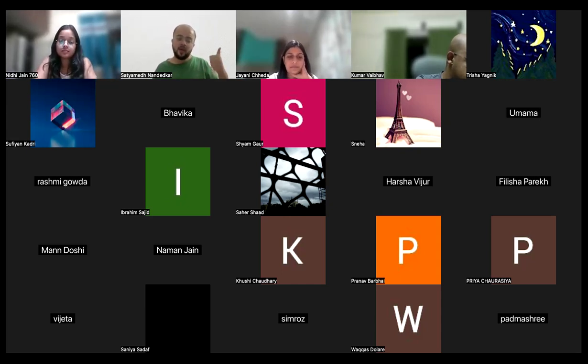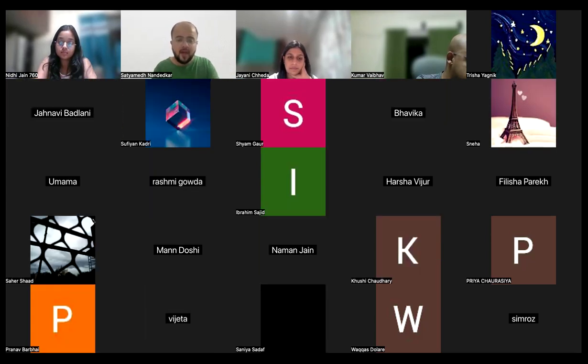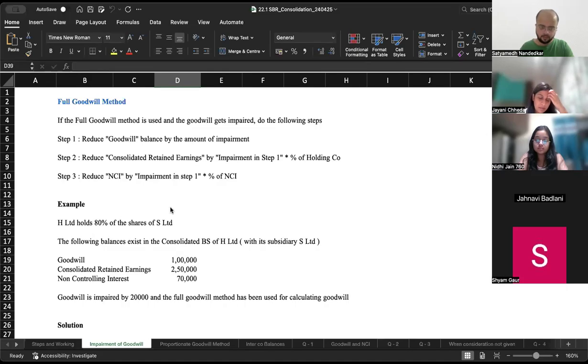ठीक है. Now if we look at the first method, which is the full goodwill method, वहां पे how exactly are we going to calculate the goodwill? Can you tell me the formula, Jayani? So it will be the fair value of the consideration paid by the holding company. To that you will add the fair value of the non-controlling interest, and you'll subtract the fair value of the net assets of the subsidiary at the acquisition date.